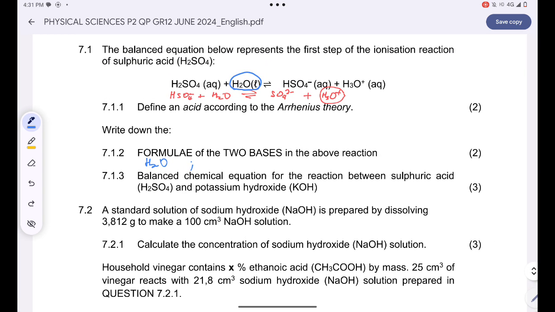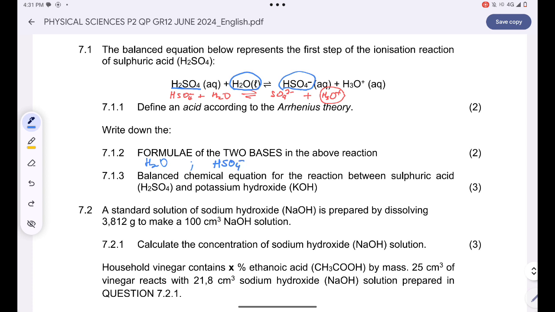And then secondly, now let's focus on the reverse reaction. HSO4 minus had only 1 hydrogen, but at the end it will end up having 2 hydrogens. That means HSO4 minus is also a base because it accepts a proton. So HSO4 minus can also accept a proton.